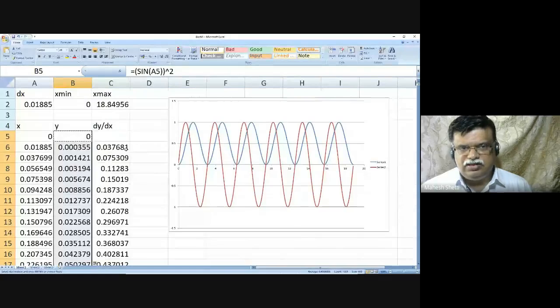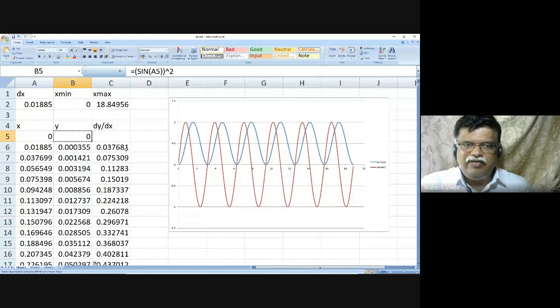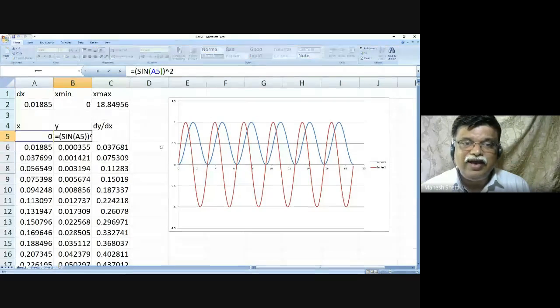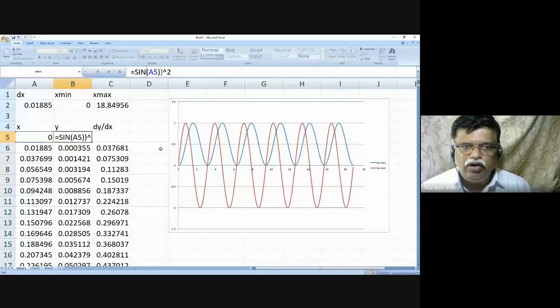So I paste this. You see there is no change in the formula, because sine a5 square is taken as basically sine square of the number. If I want sine of x square, let us do that also.